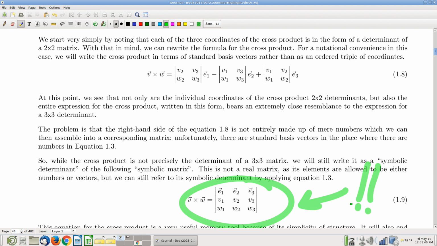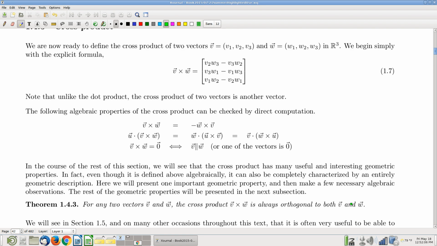If you want to take a cross product, just put the standard basis vectors across the top. The next row, put the coordinates of the first vector. The last row, put the coordinates of the second vector. Apply the formula for determinant in the usual way, and it will compute your cross product for you. It's a much easier thing to remember than that.